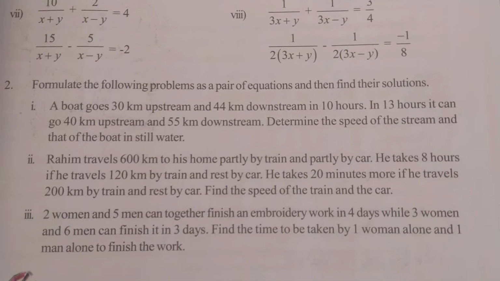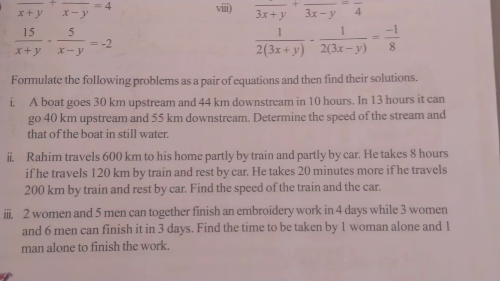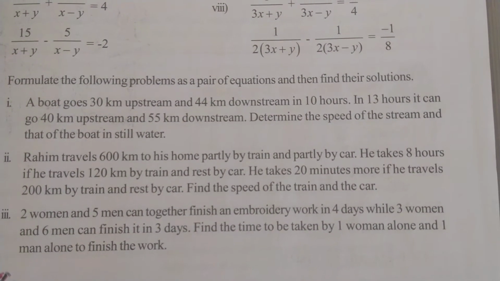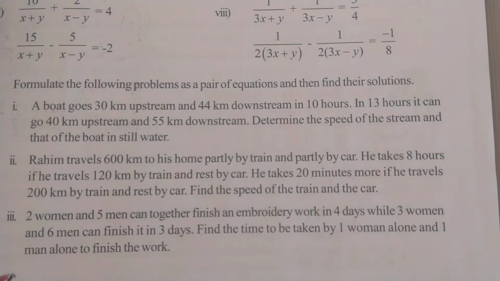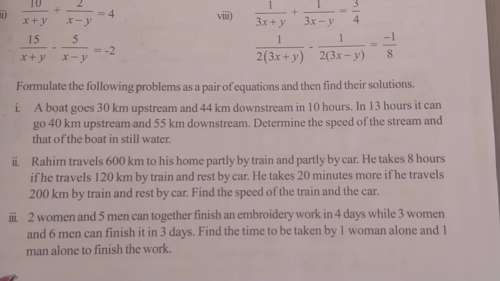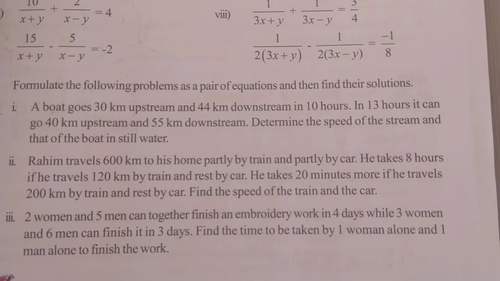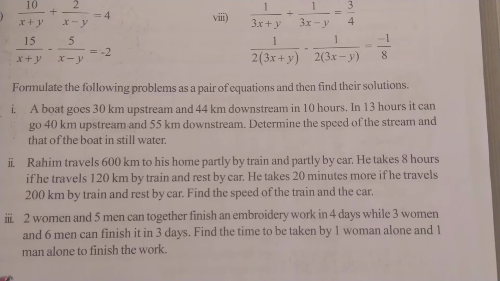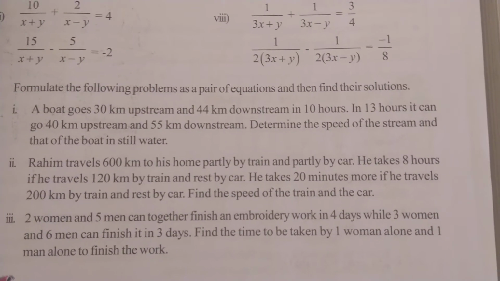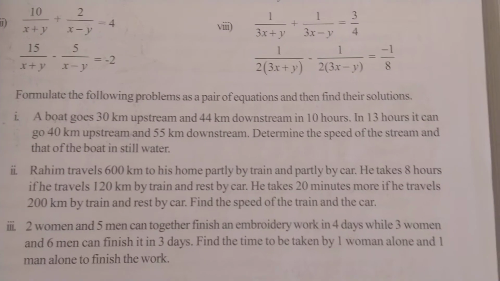Okay children, so how to start? First thing is you are given time. Time is equal to distance by speed, or rather distance by velocity, whichever you feel like you can write. Here we have t1 plus t2, because two are there, downstream and upstream. So t1 plus t2 is equal to 10 hours in one case, and t1 plus t2 is equal to 13 hours in the second case. So let's write the statements like this.